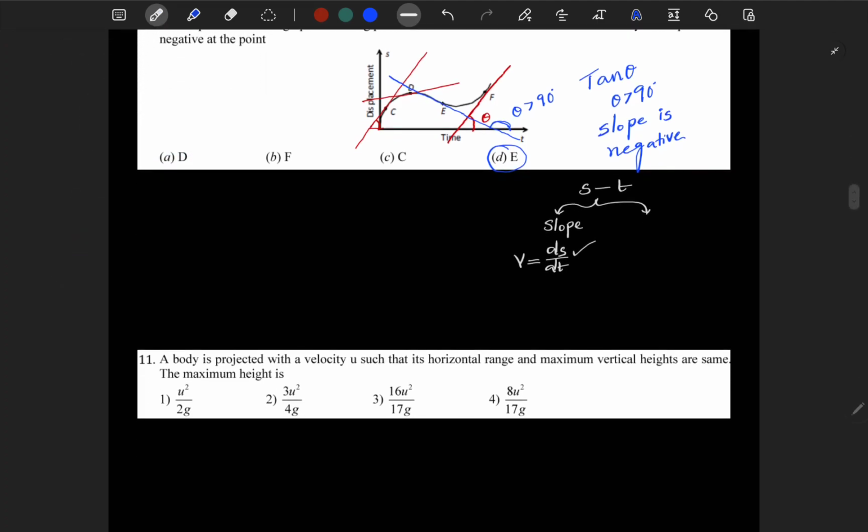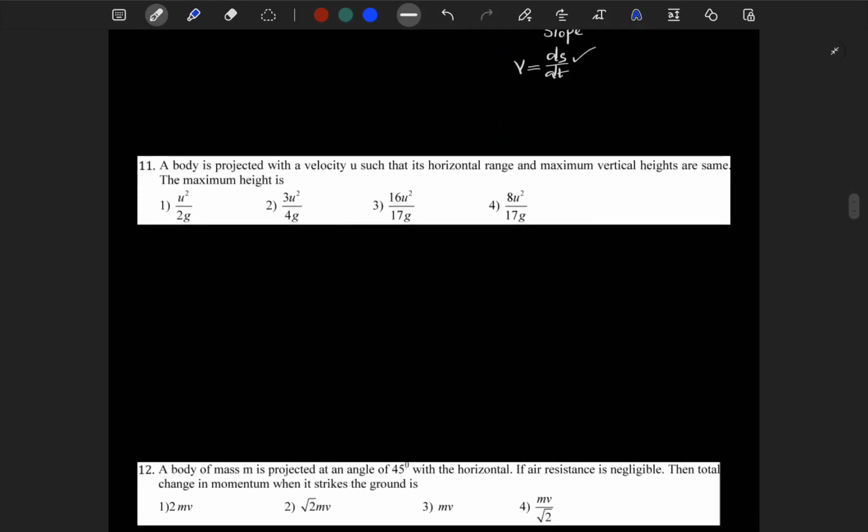Now we'll move on to the next question, which is a body projected with a velocity u such that its horizontal range and maximum height are same. Then the maximum height is. It is also an easy question from projectile motion. For this, you should know the formula of maximum height and horizontal range.